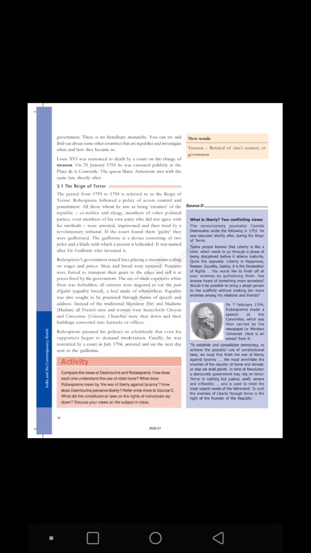Source D. What is liberty? Two conflicting views. The revolutionary journalist Camille Desmoulins wrote the following in 1793. He was executed shortly after during the reign of terror. Some people believe that liberty is like a child which needs to go through a phase of being disciplined before it attains maturity. Quite the opposite. Liberty is happiness, reason, equality, justice. It is the declaration of rights.